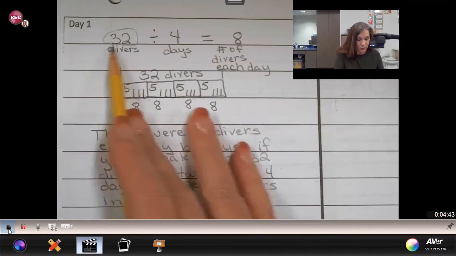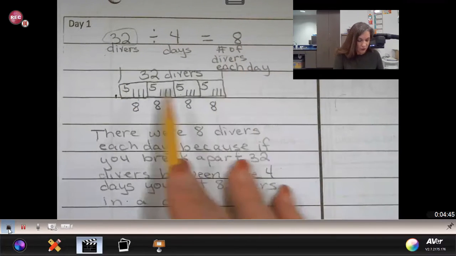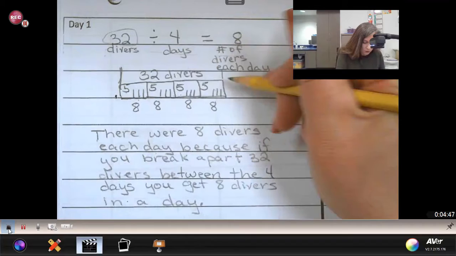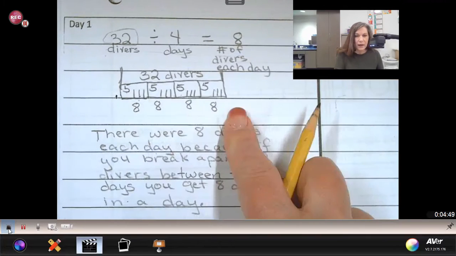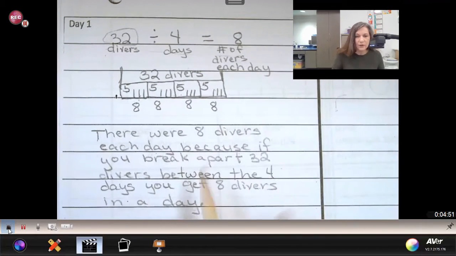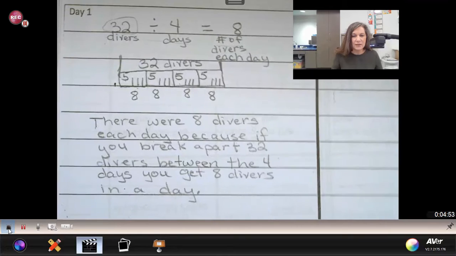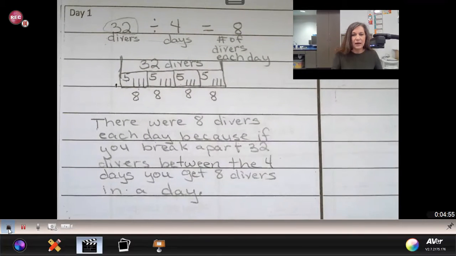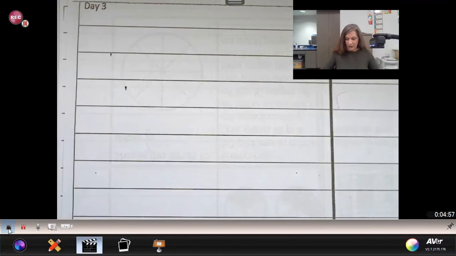Remember, you're going to write out an equation. You're going to show based on a model how you got that answer, and then you're going to write that response into a reasoned answer. Okay, let's take a look at our next problems.